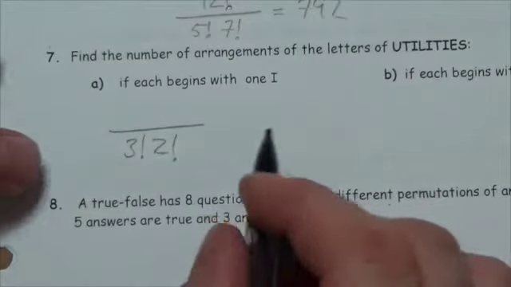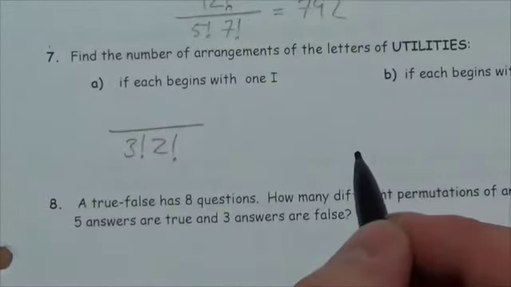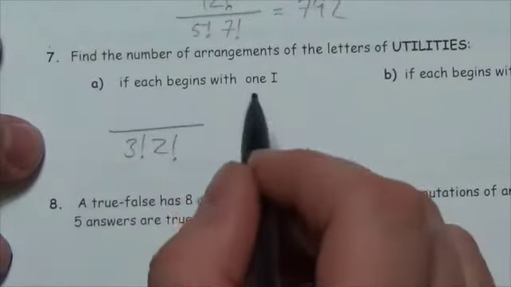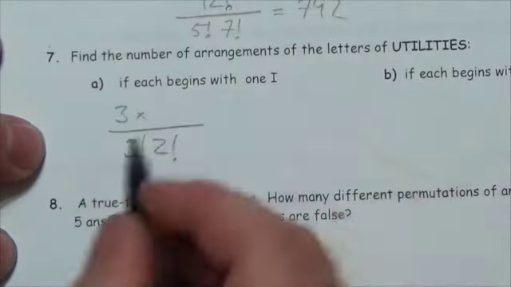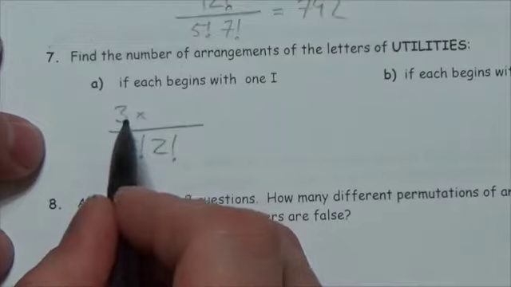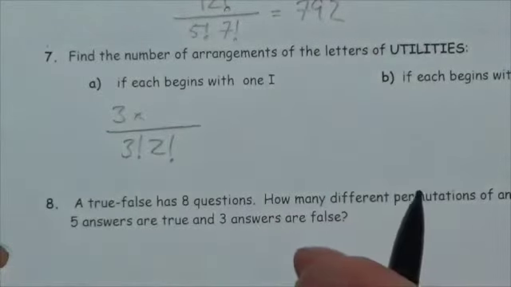Now, if the number of permutations I'm looking for here, if I want them to begin with 1 I, well, I've got 3 I's to choose from. Okay. Now, I don't put a factorial here, and I hope that's clear from some of the previous questions we've done.